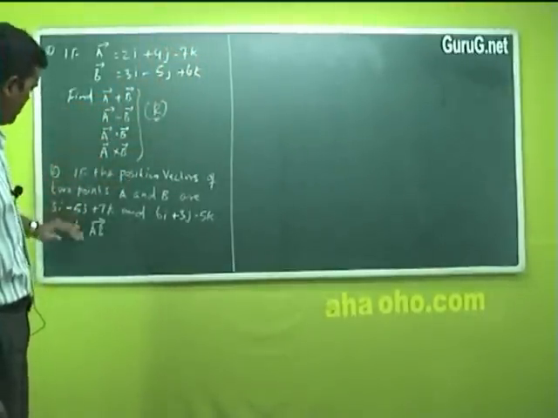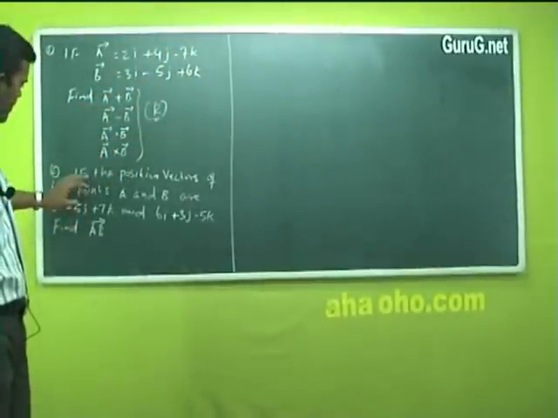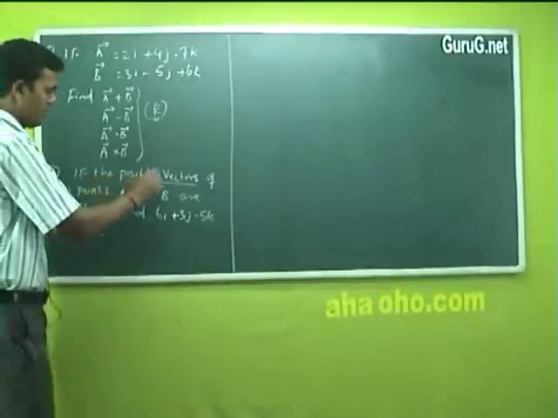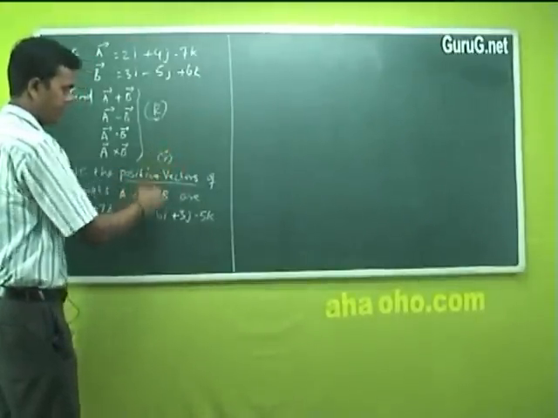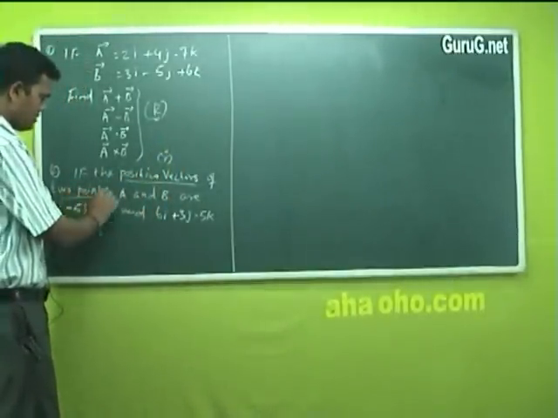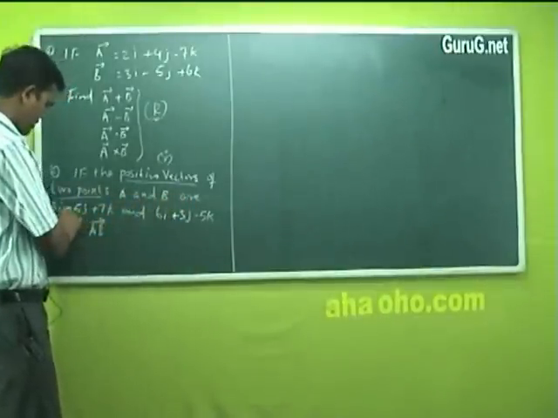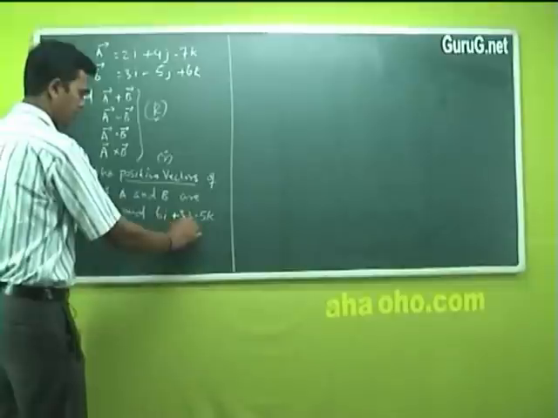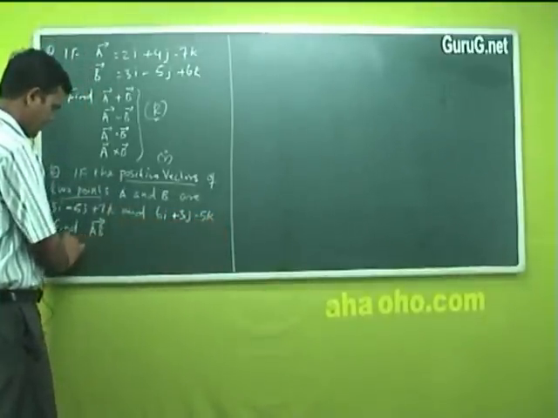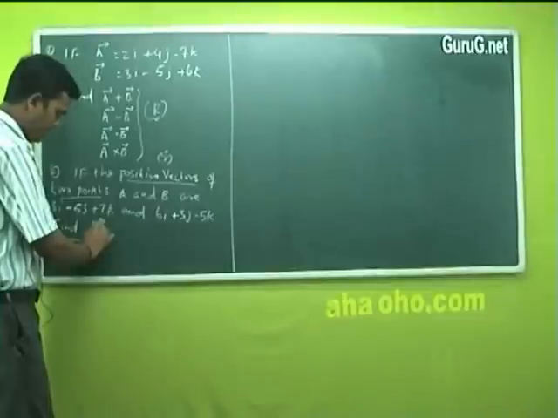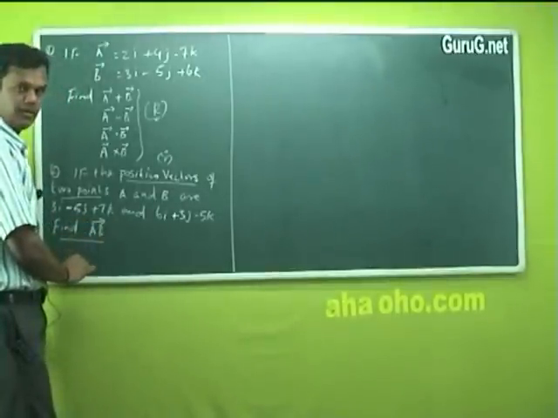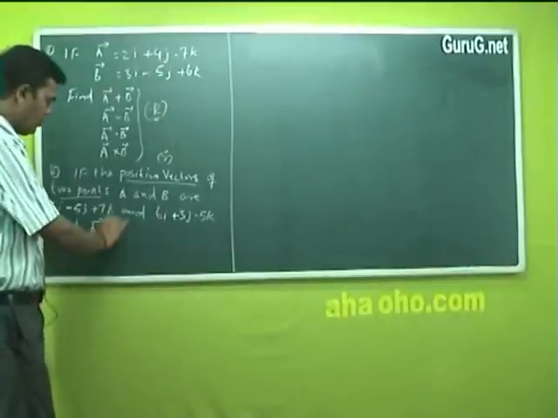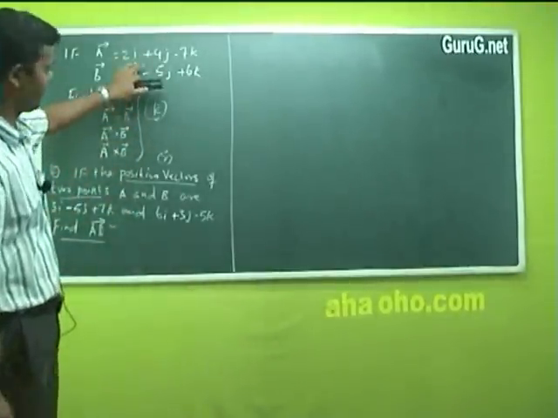That is the purpose. And the second question: if the position vectors, again the word position vector, I'll write the symbol R, of 2 points A and B are 3i minus 5j plus 7k and 6i plus 3j minus 5k, then find the AB vector. It is not given whether it is dot or cross. We'll have to know what this is. So let me go to the first one.